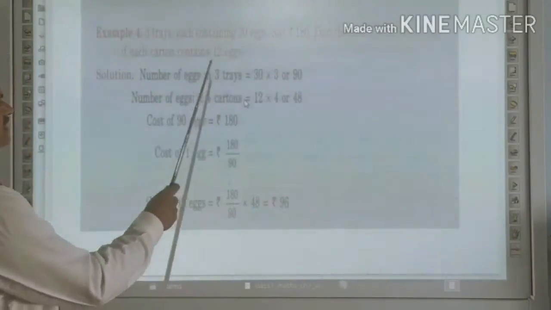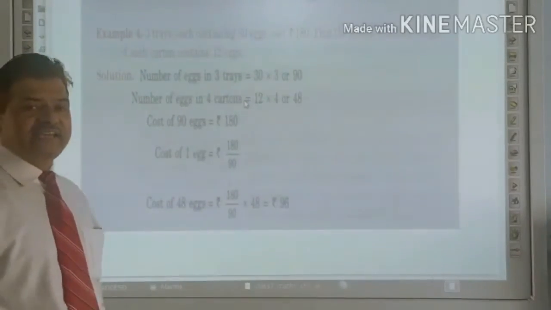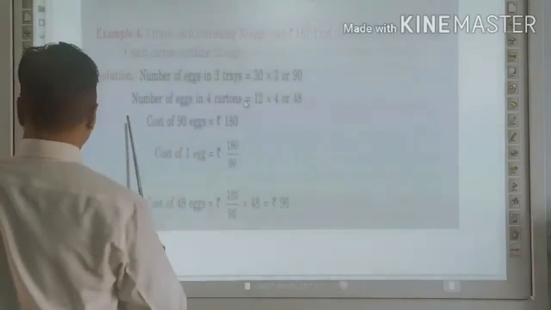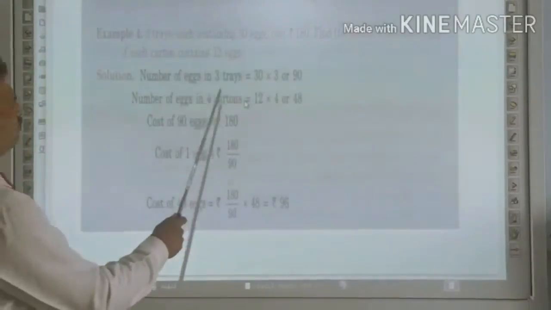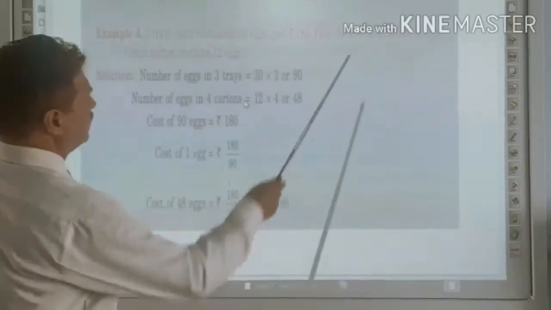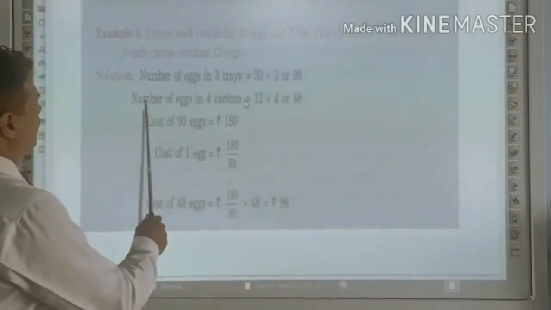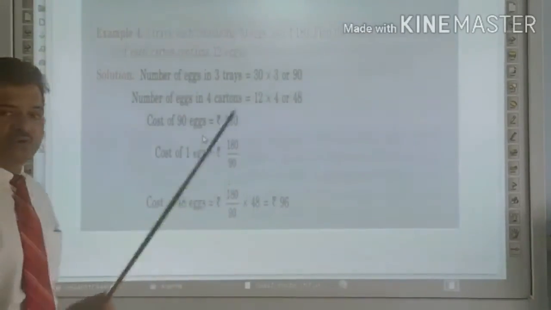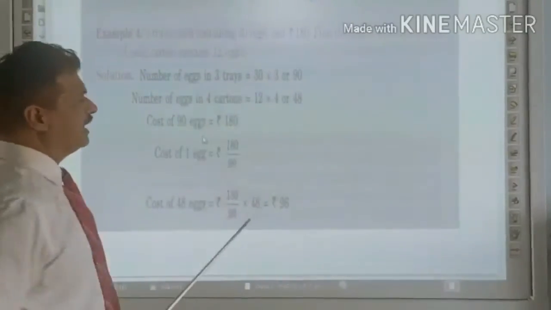The number of eggs in 3 trays is equal to 90, because there are 30 eggs in a tray. The number of eggs in 4 cartons is 4 into 12, or 48, because each carton has 12 eggs. The cost of 90 eggs is equal to 180, as already given.